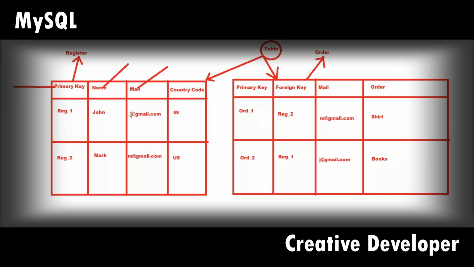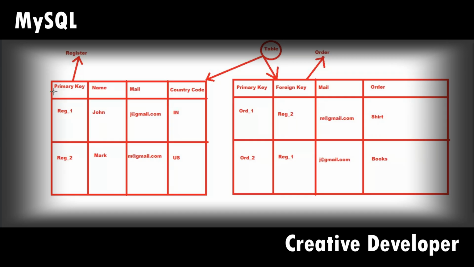You have to remember it, and every table has a unique name. So this is the register table, because in this table I store our registered data. And what is name here? Name means the person's name who registered. Mail ID means the person's mail ID who registered, and country code means the country where that person lived.